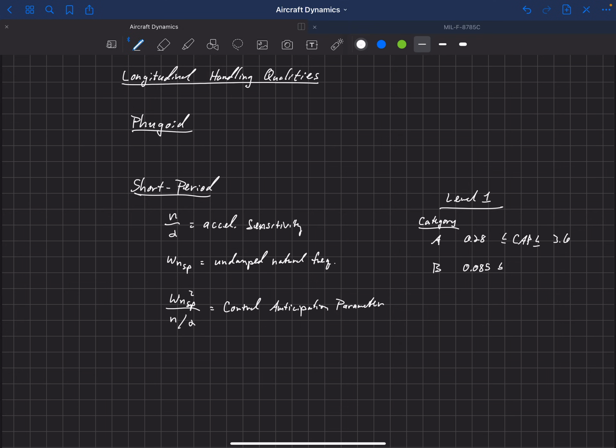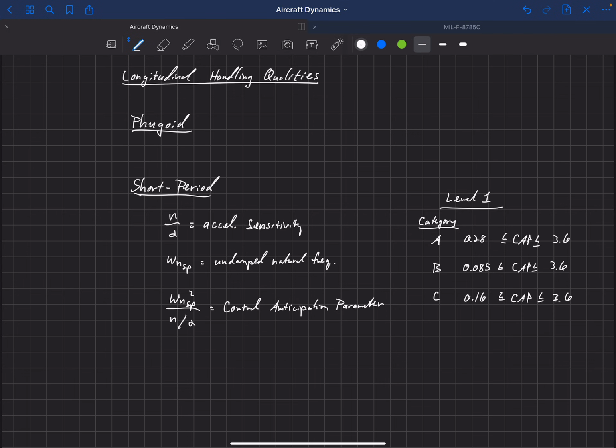Okay, that's to have level 1. And then for category B, you need to be between 0.085 and 3.6, and for category C, you need to be between 0.16 and 3.6 here. Okay, so that's to have level 1 handling qualities.